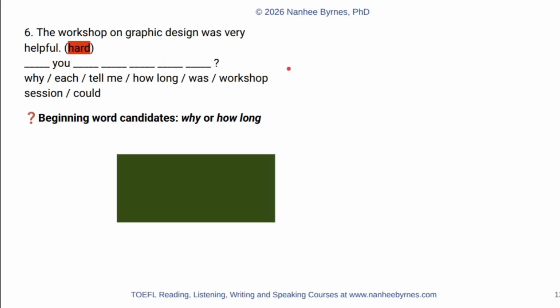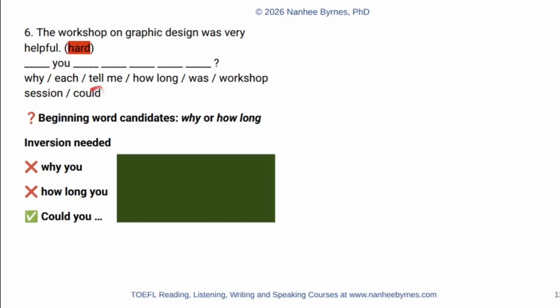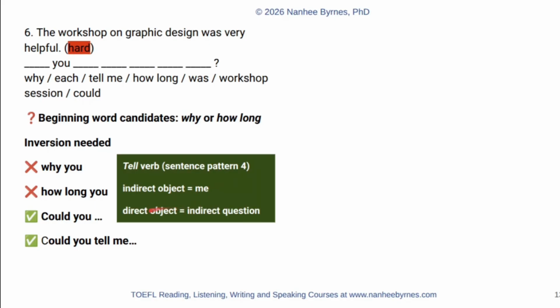If the sentence begins with "why" or "how long," the sentence would require inversion, meaning a verb must follow the WH word. But the next word in the blanks is "you," so the sentence cannot begin with either WH word. This makes "could" the only option to begin the sentence. So the sentence begins with "could you." After "could you," a base verb should follow, and "tell me" is the only option. Grammar fact. "Tell" follows sentence pattern 4, which requires an indirect object and a direct object.